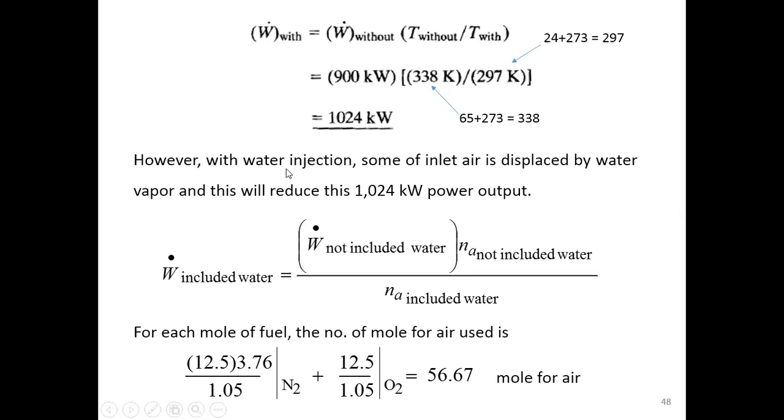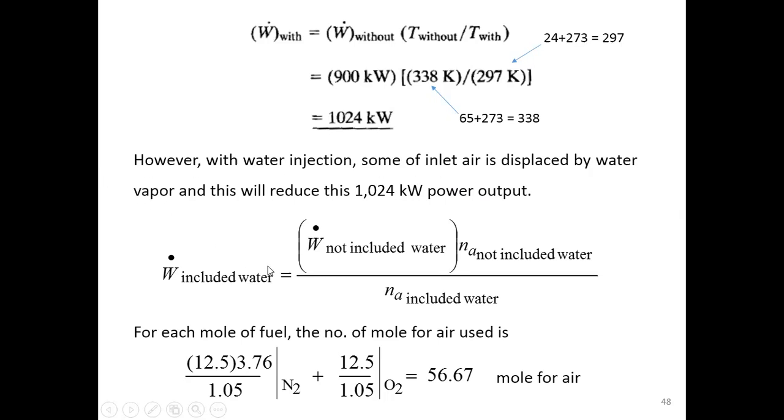Because with water injection, some of the inlet air is displaced by water vapor, right? Because we inject the water in here. So the amount of air is not as we expect it to be, and this will reduce this 1024 kilowatt output. That means we get less than this if we consider the fact that some of the inlet air is displaced by the water vapor.